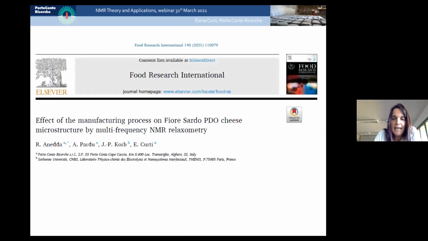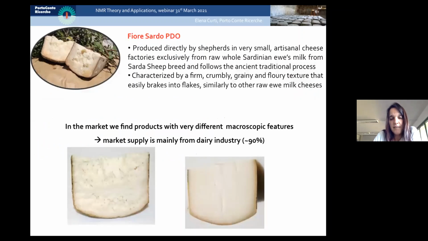So at last, I would like to show you the data that Roberto was talking about before. We are in Sardinia, so we chose one of the most ancient cheeses that are produced here. That is actually a PDO cheese. So it is a very peculiar product, and it follows a very strict protocol of production. As Roberto was saying before, it has a very firm and crumbly paste and a very piquant flavor.